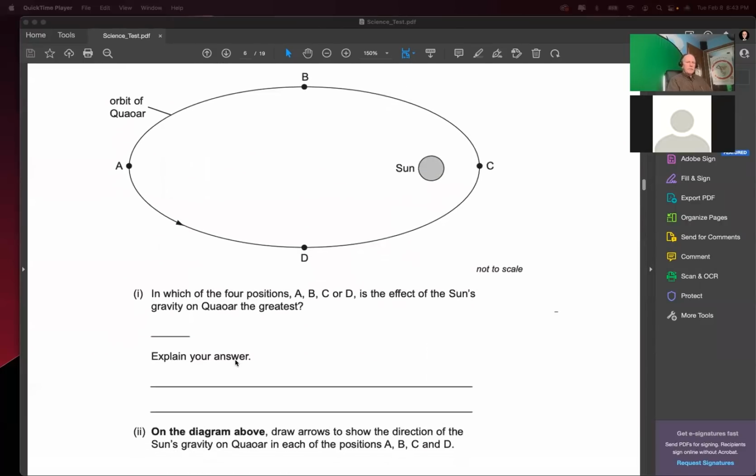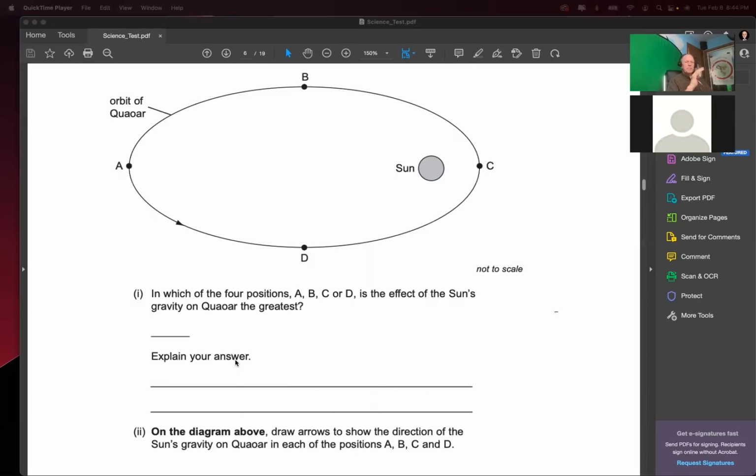Question number 1. In which of the 4 positions, A, B, C, or D, is the effect of the sun's gravity greatest on Quasar? And explain your answer. So it's kind of a 2-part question. You have to give me a letter and you have to tell me why. Okay. So assuming Newtonian gravity, or even maybe Einsteinian or whatever, and I guess by effect of the sun, they mean the force. I guess I would say C because C is closest to the sun.